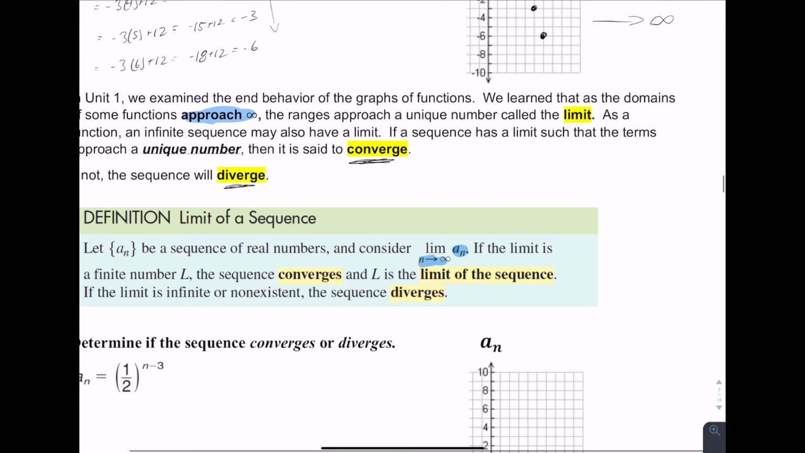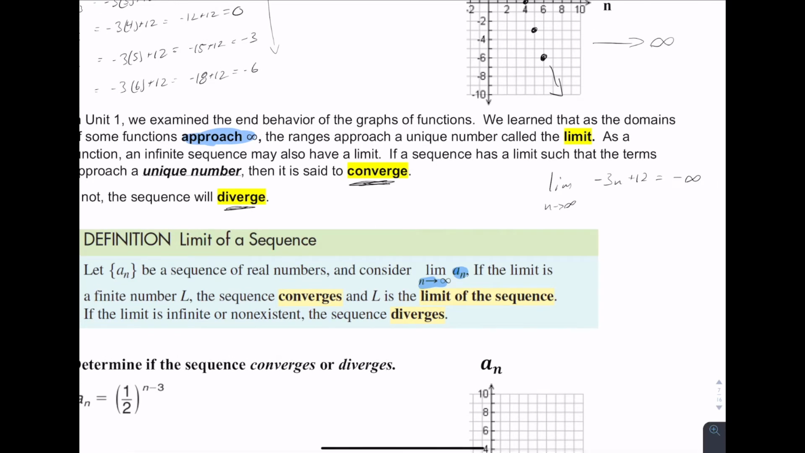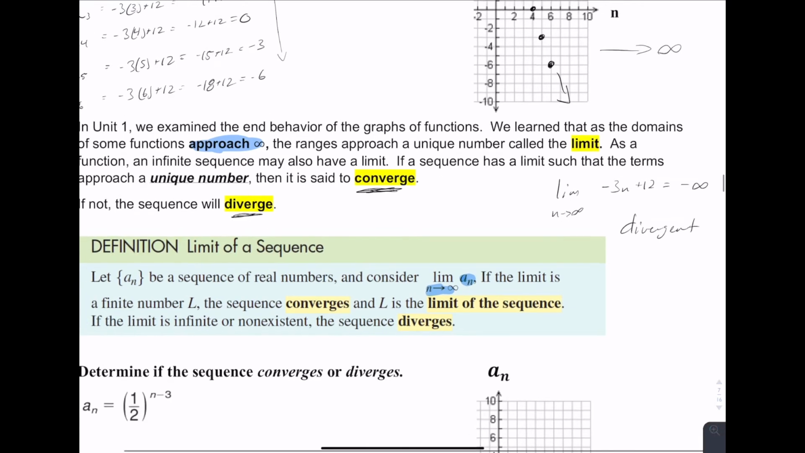So if we write out what we just did, the limit as n goes to infinity of negative 3n plus 12 actually equaled negative infinity because it keeps on going down forever. It's going down forever. In other words, it's never going to stop. So this would be divergent. It doesn't converge somewhere. It doesn't land on a certain value. It just keeps going down.